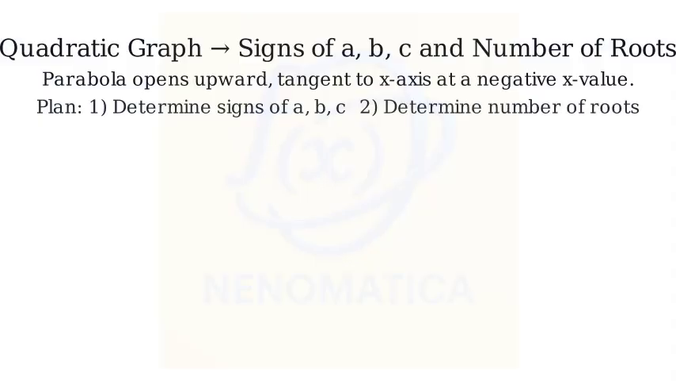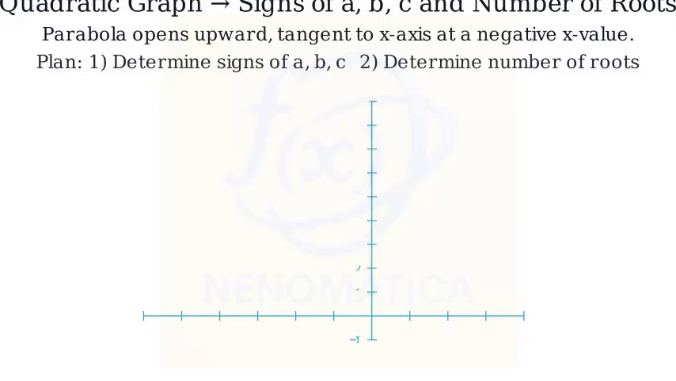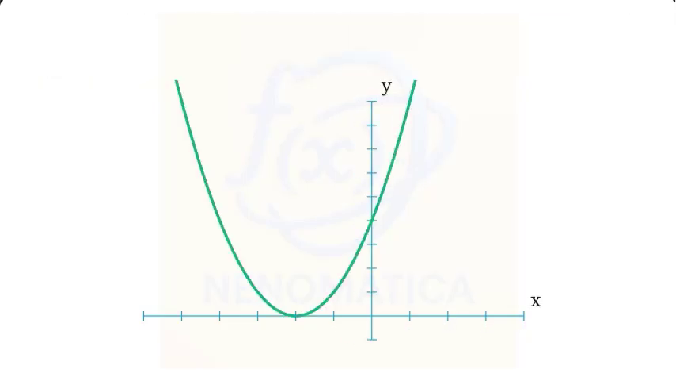Let's sketch a clear diagram. We draw the x and y-axis. Now plot a representative parabola with vertex on the x-axis at x equals -2, so the graph is tangent there. We'll mark that tangency point and the horizontal tangent line.